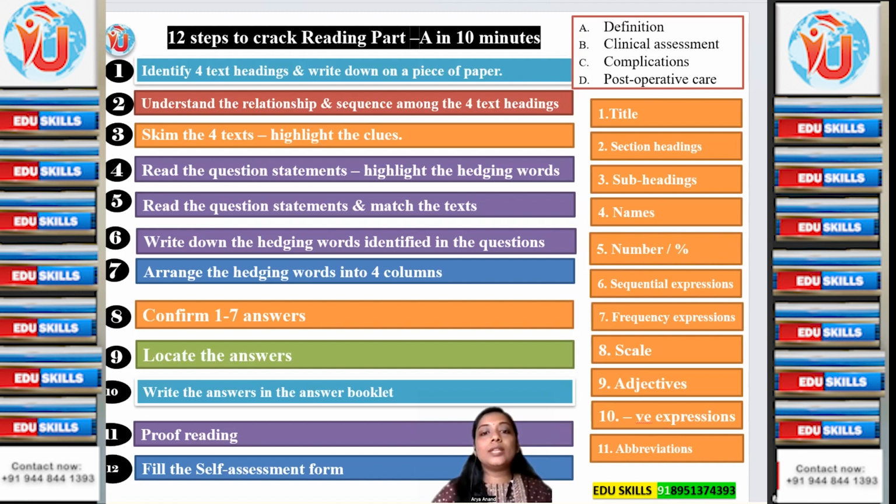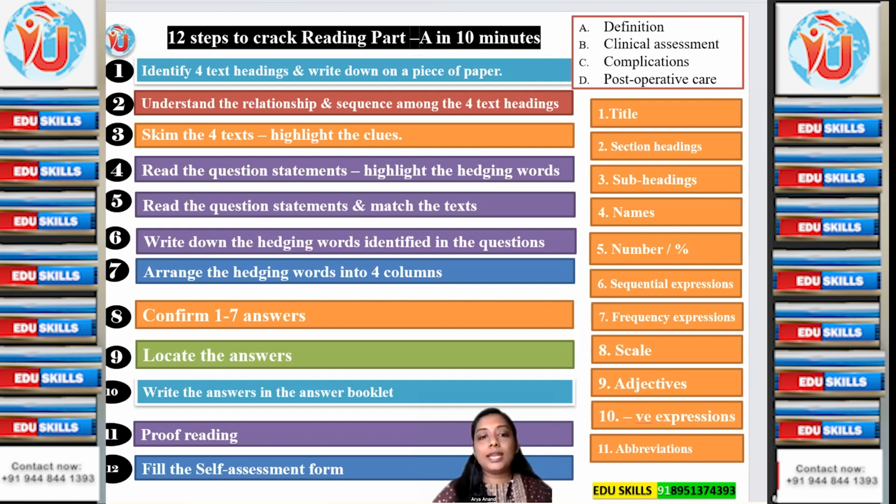Then write down the hedging words identified in the question. What are all the hedging words you are identifying? You can write them on paper or in a book. Then arrange the hedging words into 4 columns. You can draw 4 columns and arrange them accordingly: which hedging words text A contains, then text B, text C, and text D.